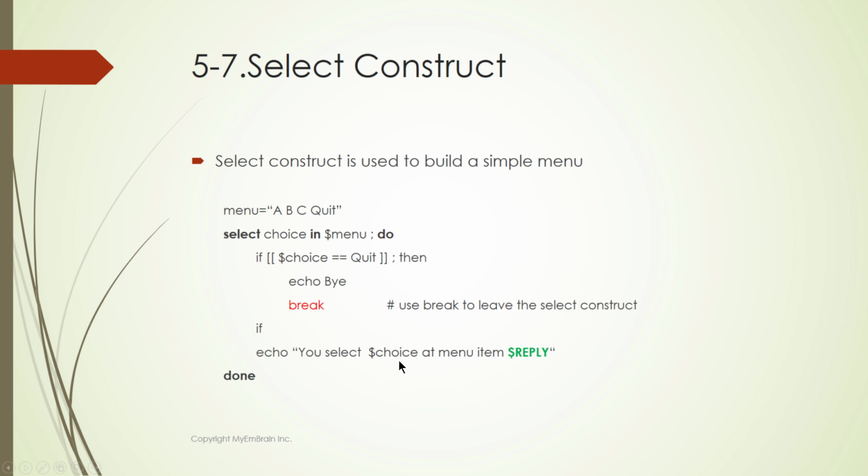The text in the menu that you provide here will be stored in the choice variable here. However, the ID of the item, like 1, 2, 3, 4, that ID is stored in the reply variable. To retrieve that content, we use $reply. To have a clear understanding of the select construct, let's go to the lab and try out what we just learned. See you there.